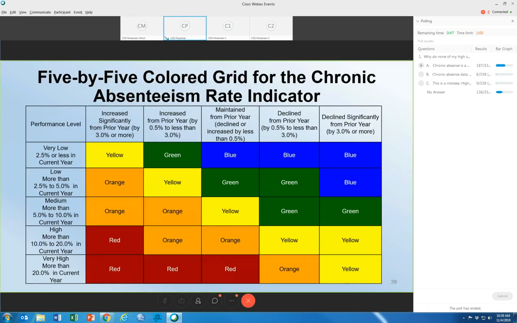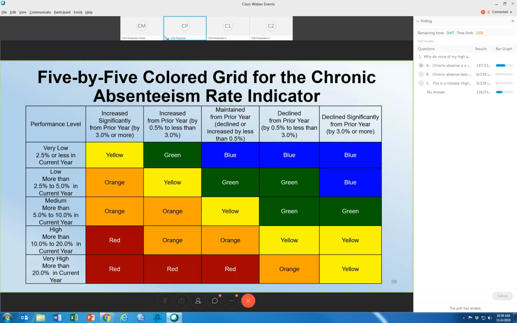After that, we have our 5x5. Here is our basic 5x5. They are all over our guides. They are all over the website. It shows what our current cut scores are for the chronic absenteeism indicator. Keep in mind that these cut scores have changed a little bit for the DAS schools. We'll get to that in a second.